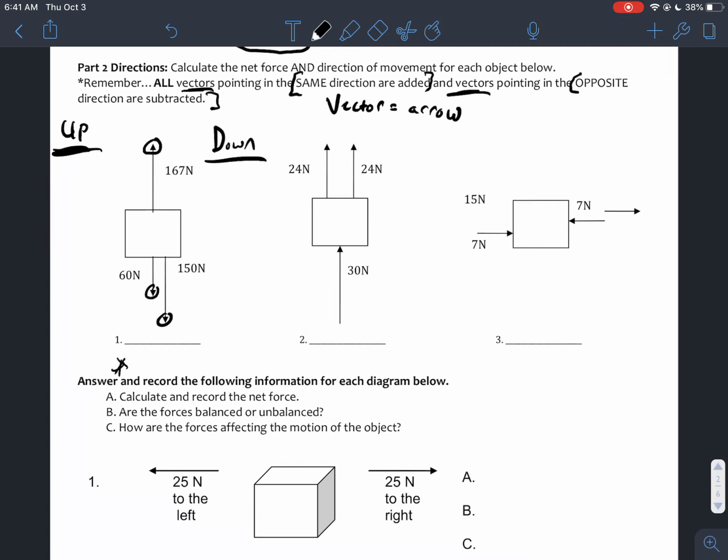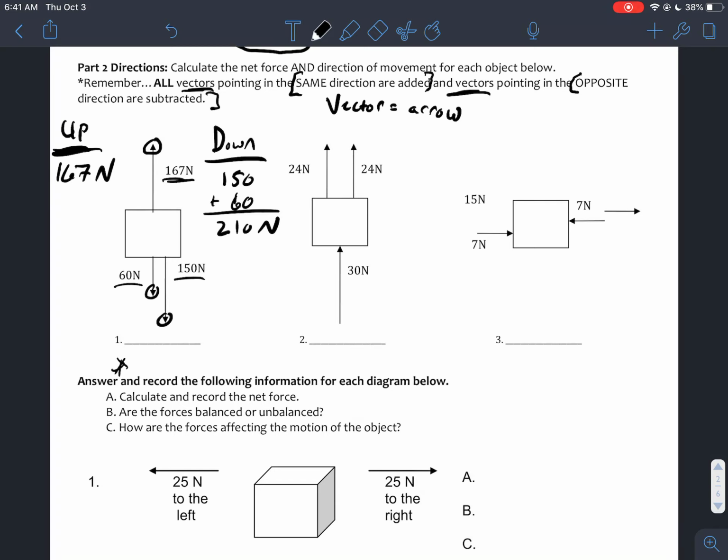Then I need to total up all my forces pointing up and subtract them from all my forces pointing down to see which one wins. Someone's pulling the box up, someone's pulling the box down, which is greater? Well, my upward force, there's only one arrow. It's 167 newtons. My downward force has 2 arrows, 150 and 60. So in total, those arrows are pointing the same way, so I'm going to add them. I have a downward force of 210 newtons and an upward force of 167 newtons.